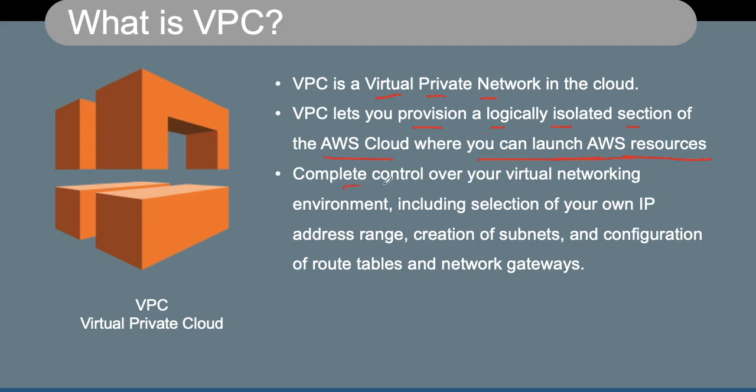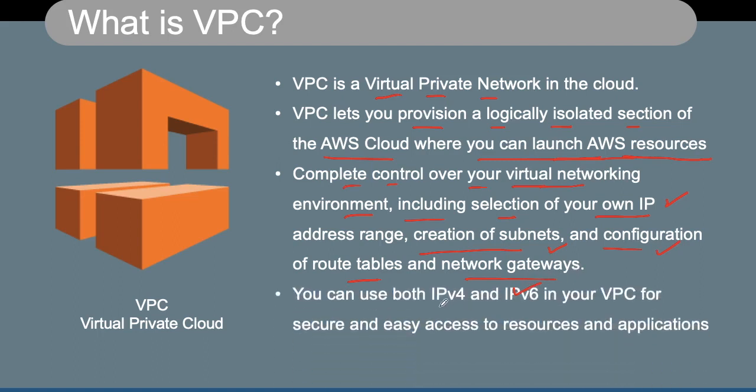It gives you complete control over the virtual networking environment. So it is basically a networking environment which is virtual. It includes selection of your own IP address range, the creation of subnets, and configuration of route tables and network gateways. So basically you can do everything in the virtual private cloud which you typically do in your own private network, where you can choose your own IP address, create subnets, and also configure route tables and network gateways and a number of other things.